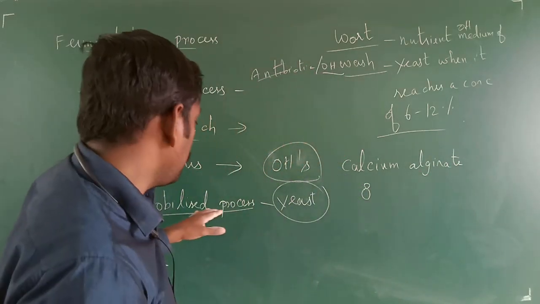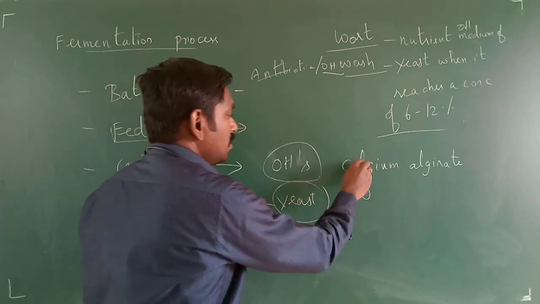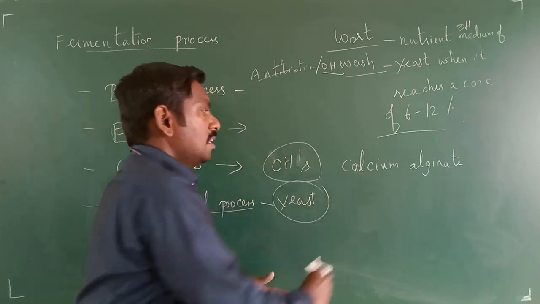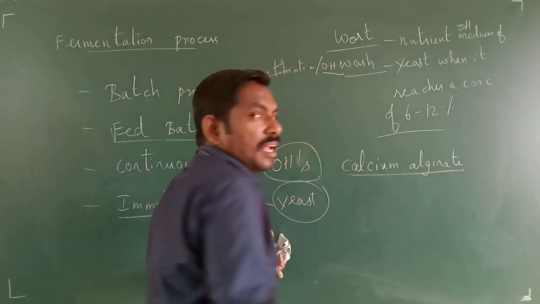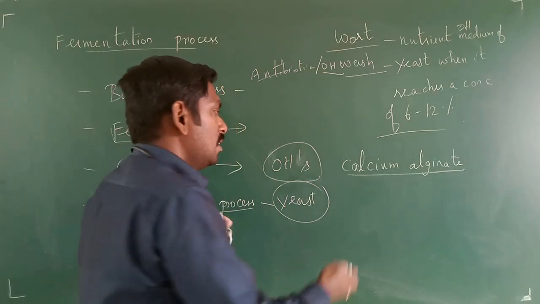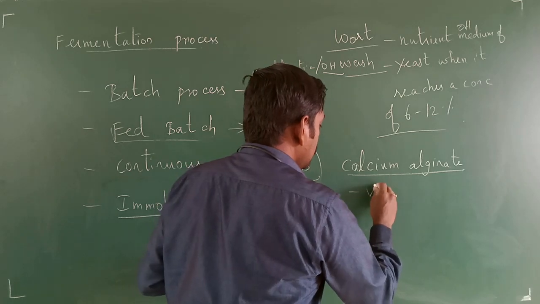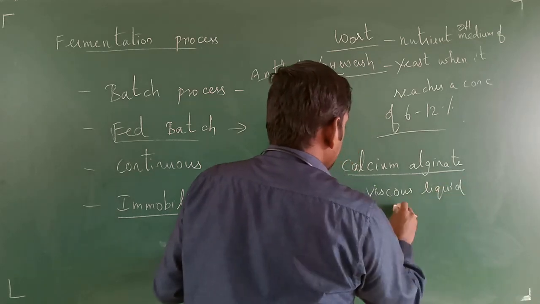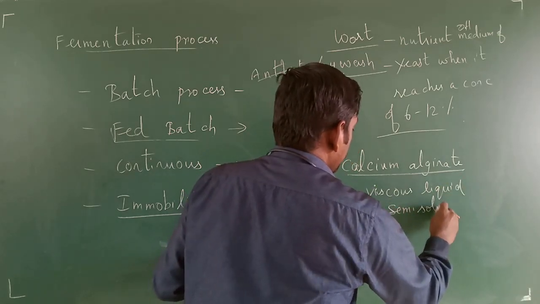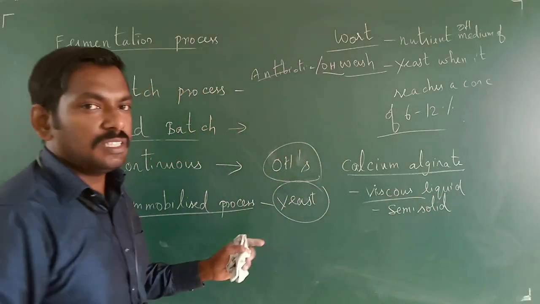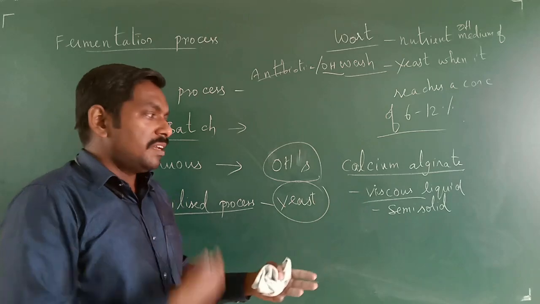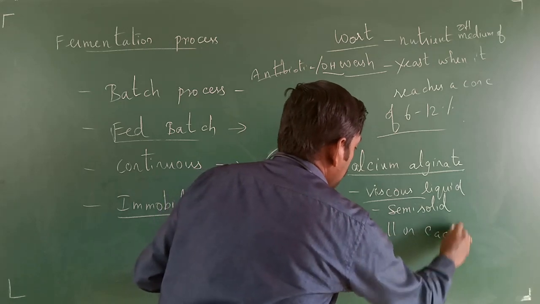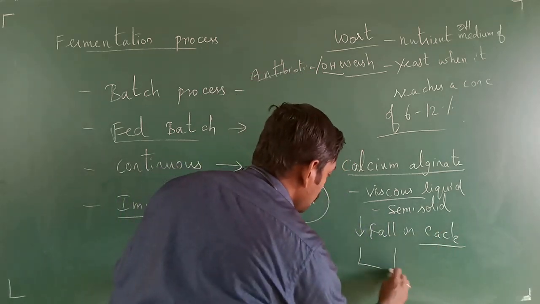Here it is a process of immobilization, right? They use the immobilization process in the production of enzymes, and also in microbial processes. So they will have the calcium alginate. They will mix the calcium alginate with water. It will form a viscous liquid, somewhat semi-solid in nature. This semi-solid viscous calcium alginate is allowed to fall onto calcium chloride, a solution in a beaker.